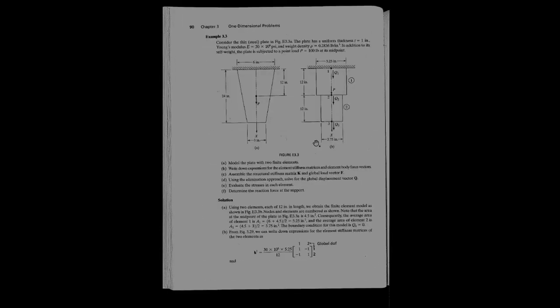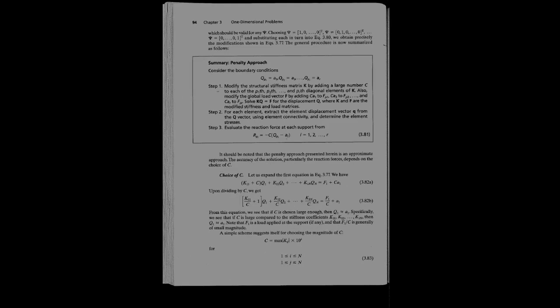We're not going to do the penalty approach, which is, my computer's freezing a bit. The elimination approach is what we're following in this course. The penalty approach we're not going to do, so don't stress about that. I don't want you to look at how to enforce displacement constraints using the elimination approach or the penalty approach. This is all very old school type of stuff.